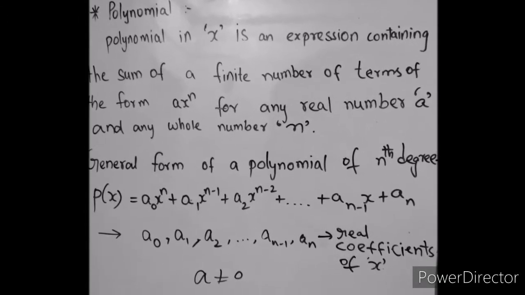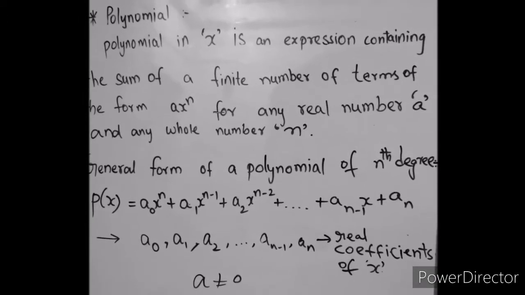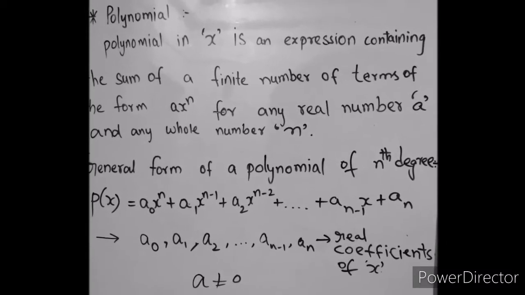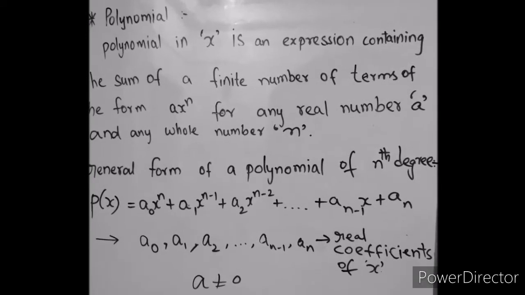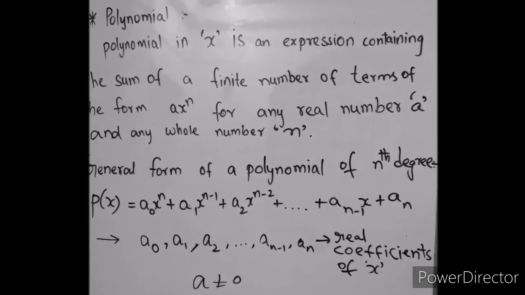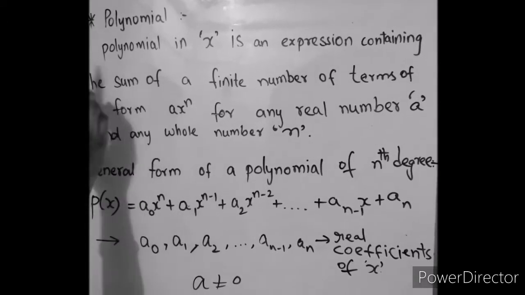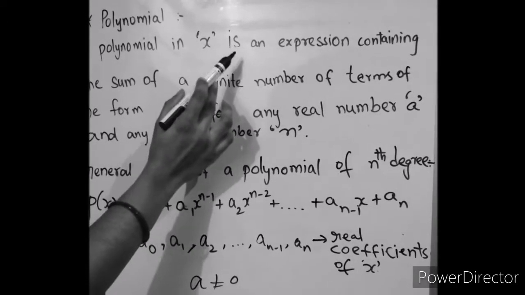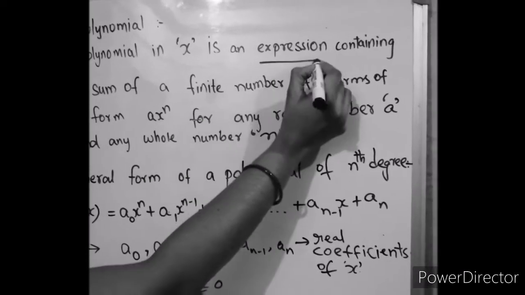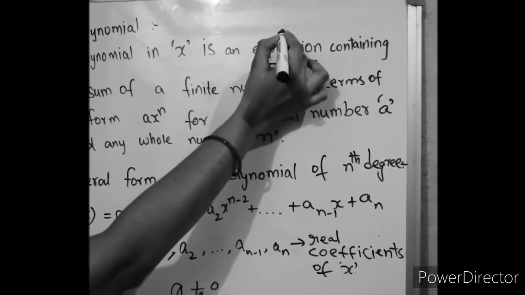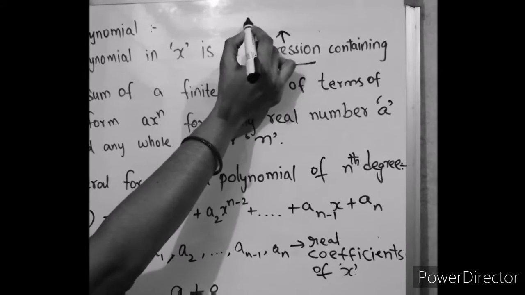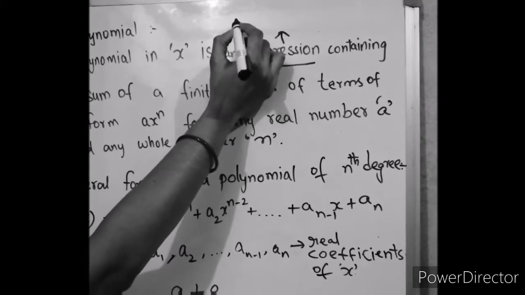Today I want to explain the concept of polynomials, 10th class chapter 3. Before entering into the chapter, let us first know what a polynomial is. A polynomial in x is an expression. What do you mean by the word expression? Expression is something called the LHS of the equation.